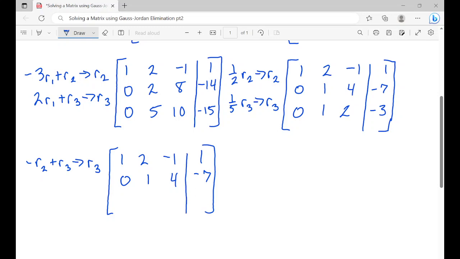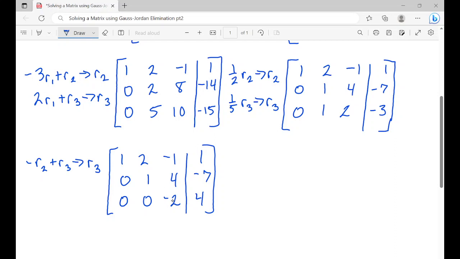And now to get my new row 3. 0 and 0 is 0. That's easy. Negative 1 plus 1 is 0. Negative 4 plus 2 is negative 2. Negative 7 is a positive 7, so 7 plus negative 3 is positive 4. Good. Now I got another 0 here. And so now I'm going to make this negative 2 a positive 1.